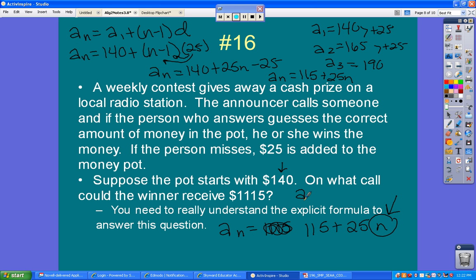So a sub n equals 1,115. I'm looking for n. So I'm going to plug in 1,115. I'm solving for n to figure out what term number that was. Subtract 115 from both sides. 1,000 is 25n. Divide out, and then we find out it's going to be the 40th call. You really need to understand the explicit formula on that, because you have to realize this is a sub n, and we are trying to figure out what n value that works for.